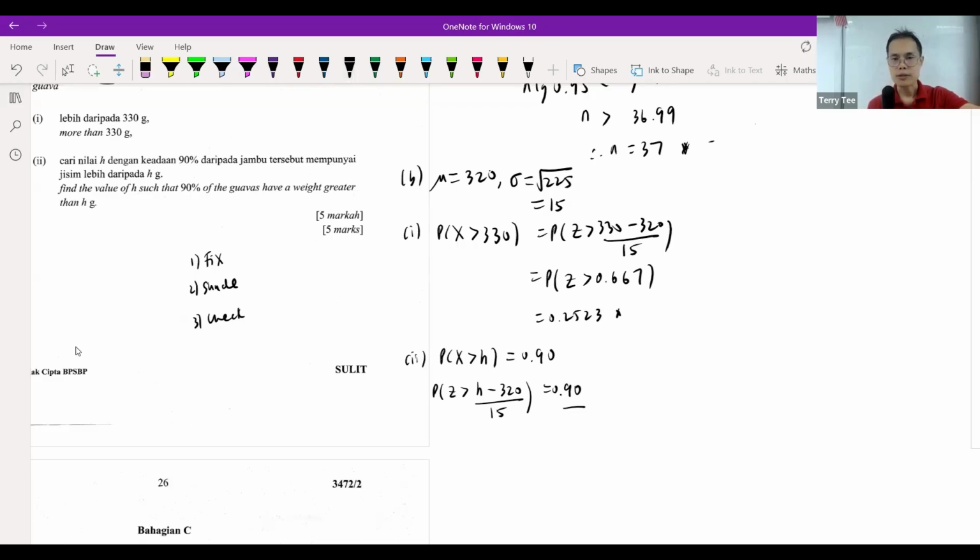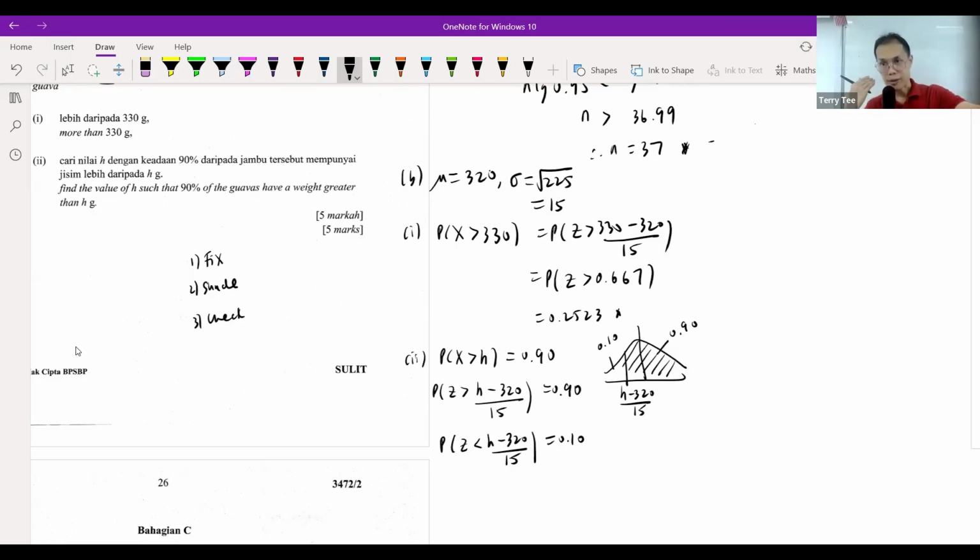So instead of fixing on the right-hand side, we will fix on the left-hand side. This should be your h minus 320 over 15, and the area greater than is to the right-hand side, and this should be 0.9. Now you can do 1 minus, but for me, this one is 0.10. It's quite obvious to see. The total probability is 1. So this is z less than h minus 320 over 15. This should be 0.10. The upper tail is 0.9. The lower tail will be 0.1.